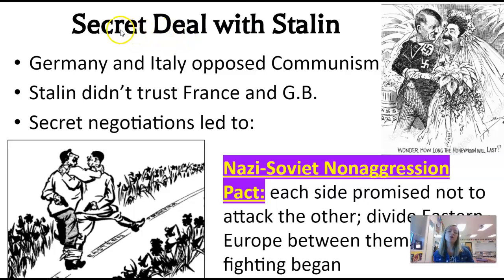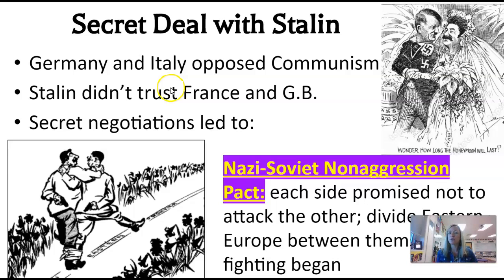So Hitler decides to create a secret deal with Stalin. We call this the Nazi-Soviet Pact, or the Nazi-Soviet Non-Aggression Pact. Germany and Italy oppose communism, and they don't want it to spread into their area. So they would really like for Stalin and the Soviet Union to not invade or tangle with them because they don't want the threat of communism approaching Germany.